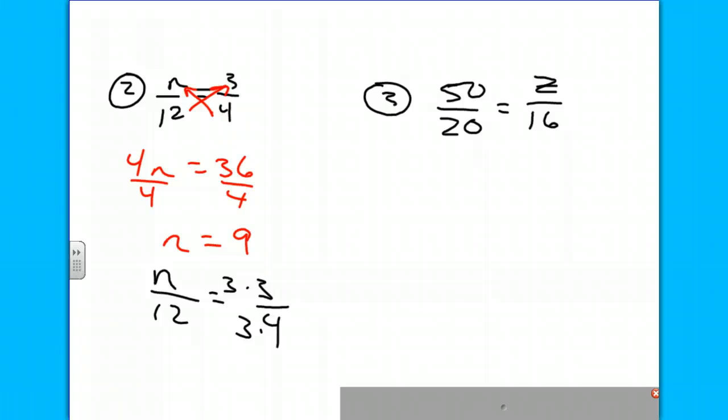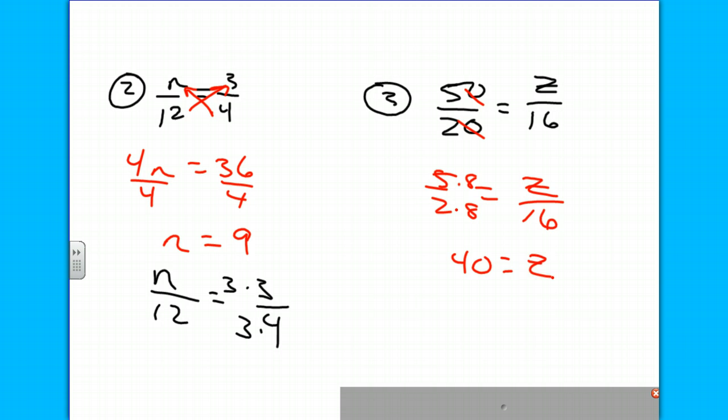I'm looking at number 3, and looking at 50 over 20, what could you do first? Oh, simplify it. You can simplify by what? 10. So divide them, and you have 5 over 2 equals z over 16. And then how would you do it? Would you cross multiply, or would you blow this up? Let's multiply. 2 times what is 16? 8. So 5 times 8 is what? 40. 40 equals z. You just did that by blowing it up, you see? You could cross multiply, but you don't need to if you have factors that are easy to blow up, okay?